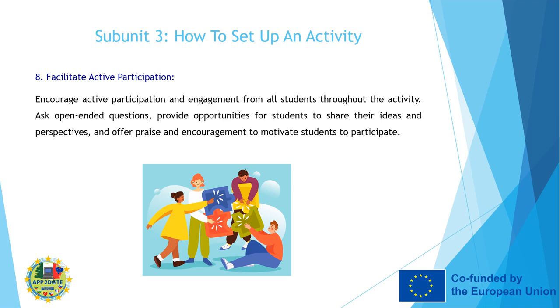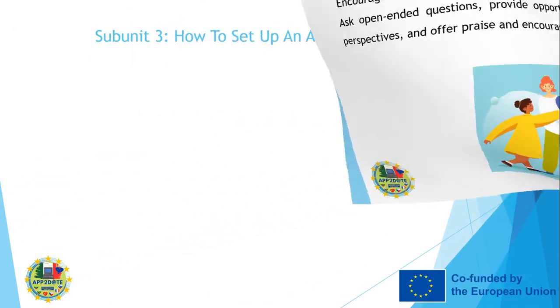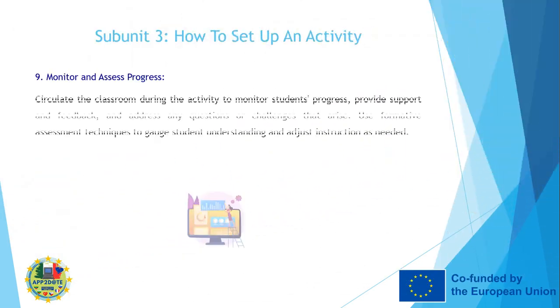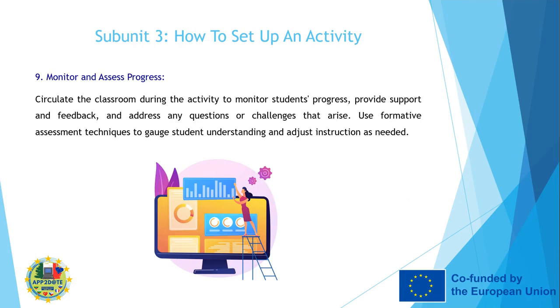9. Monitor and assess progress. Circulate the classroom during the activity to monitor students' progress, provide support and feedback, and address any questions or challenges that arise. Use formative assessment techniques to gauge student understanding and adjust instruction as needed.